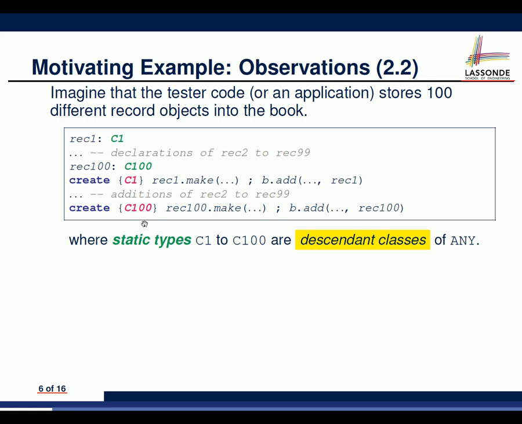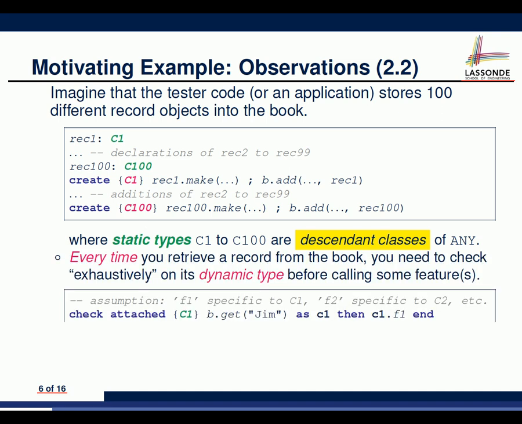Well, let's say C1, C2, C3, up to C100 have different features for each class. If I want to call a particular feature of this class on the returned object from the book, I should do a cast to that particular class before I can call that feature, right? That's what we learned. Can you imagine how complicated the code would be? Conceptually.